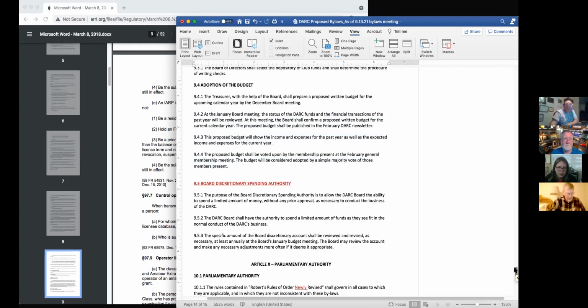9.4.3, this proposed budget will show the income and expenses for the past year, as well as the expected income and expenses for the current year. 9.4.4, the proposed budget shall be voted upon by the membership present at the February general membership meeting. The budget will be considered adopted by a simple majority vote of those members present.